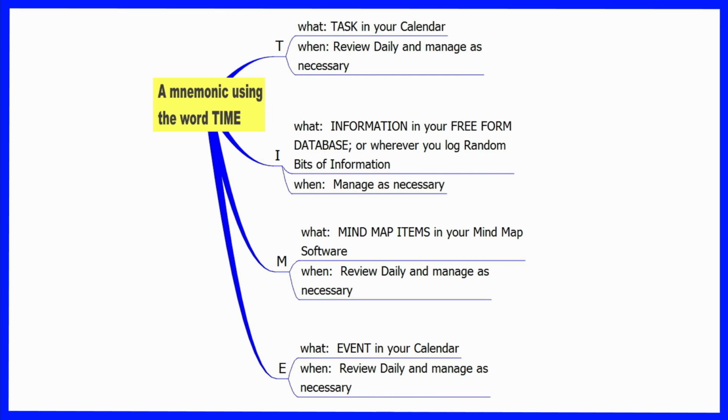At the end of the workday, use the time mnemonic again to make sure you completed what was supposed to be accomplished that day. If any items are not completed, use that time, at the end of your workday, to reschedule those uncompleted items. Basically, use the reminder word time to daily check T, task in your calendar, daily check M, mind map, and daily check E, events in your calendar, and manage as necessary the letter I, information, your free-form database or other sources of information, as necessary.